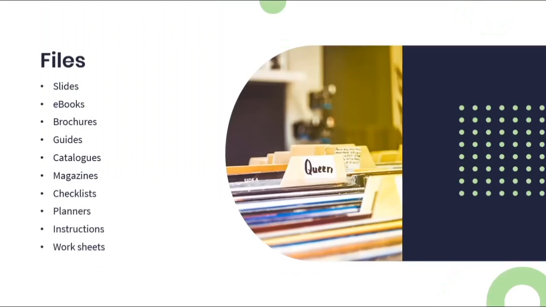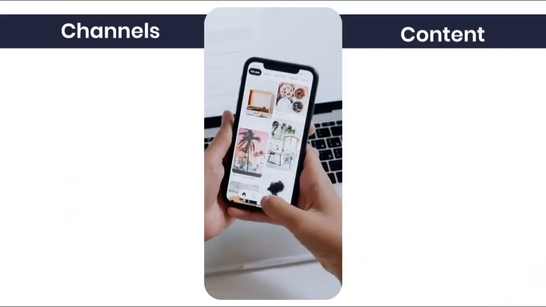And then, last but not least, we have files, and that would include an example such as slides. And then obviously we also have ebooks and brochures, so essentially just the digital versions of printed ones. Guides, catalogs, magazines, checklists, planners, instructions, and also worksheets. So again, a lot of variety, a lot of things to choose from if you plan on sharing files with your audience. So let's have a look at what content you would actually find on which one of our digital marketing channels that we've spoken about.